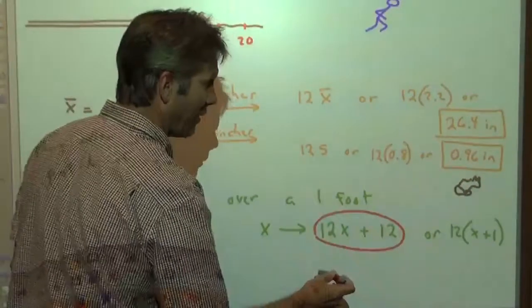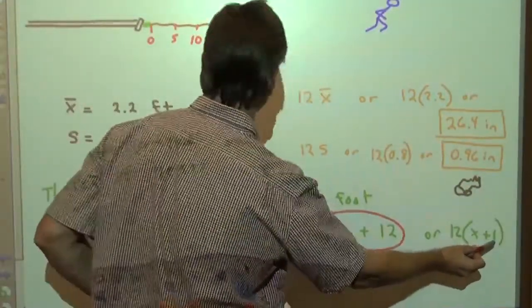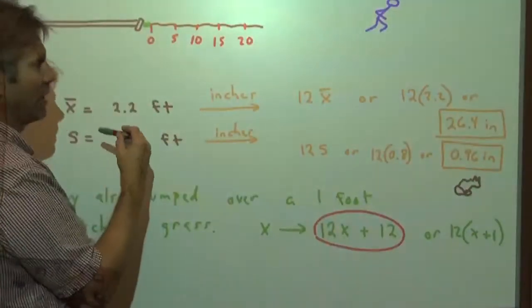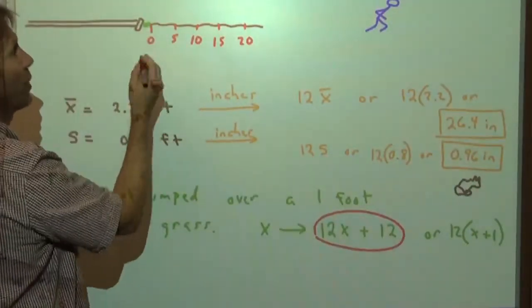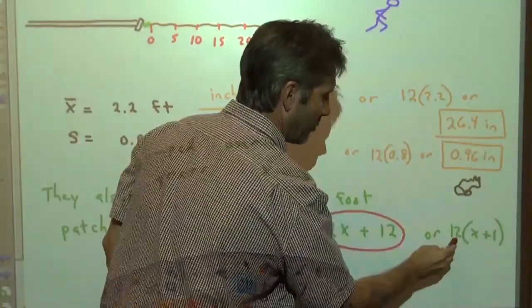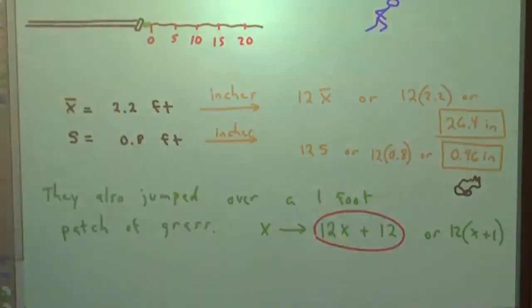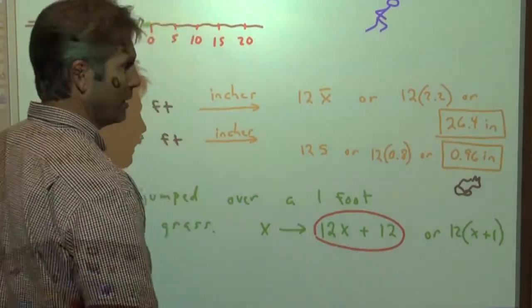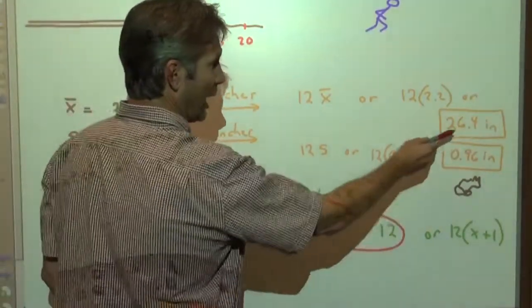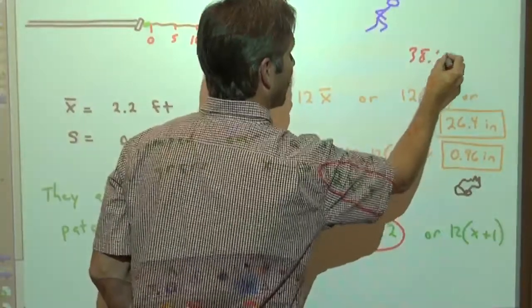Now you could look at it another way. The original scores need to have a foot added to them to make up for that patch of grass that's a foot long. They actually jumped a foot longer than what we had measured. But then you could take that result and multiply it by 12, and the distributive property would still give this linear transformation on the data. So what's going to happen to these guys? Do you agree that the 12 will have to get added to the mean to give you a new mean of 38.4?